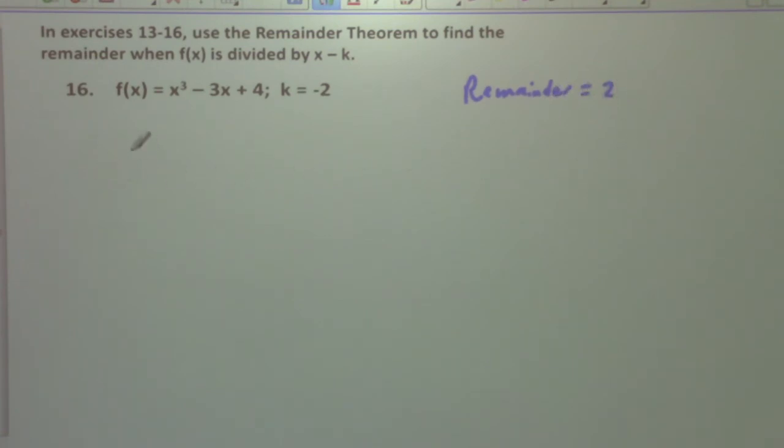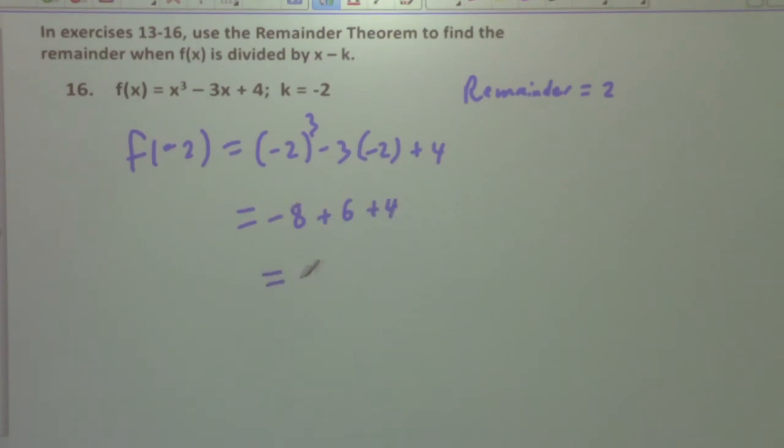Okay, let's test it out. We have f of negative 2, excuse me. We're going to have negative 2 minus 3 times negative 2 plus 4. So here we're going to have negative 8, and we're going to have plus 6 plus 4. That looks like 2 to me. Is that what you got? Yep. So remainder equals 2. All right? Good, thank you. Good job.